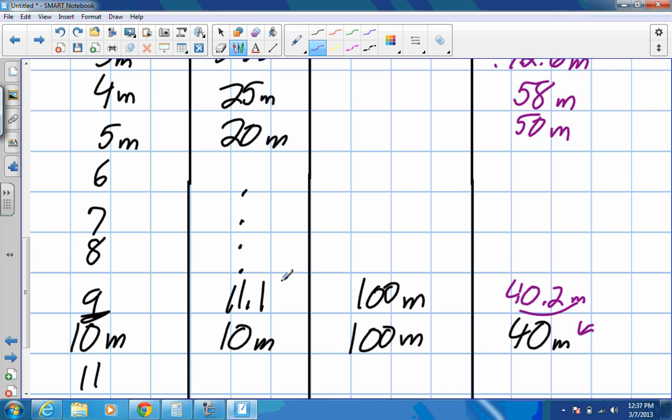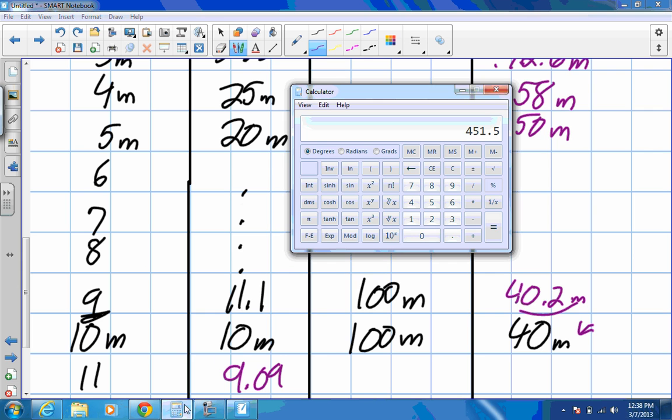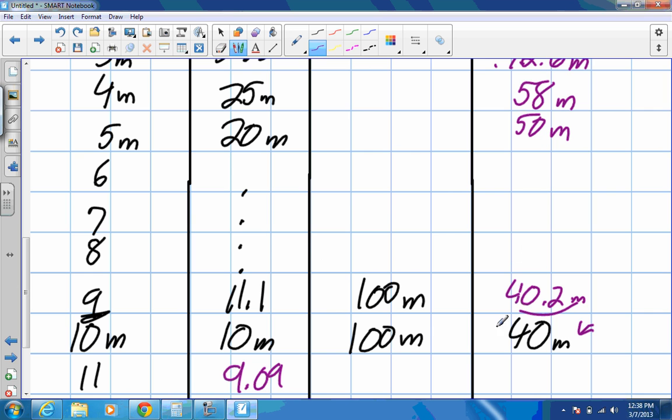And let's see what 11 is. 11 times what gives us 100? 9.09. Is it 9.09, Sam? Yeah. Let's check with our calculator just in case. 100 divided by 11 equals 9.09. Excellent. Add those two values together and multiply by 2. What are we going to get as a perimeter? 40.82. Okay, roughly 40.2 again.